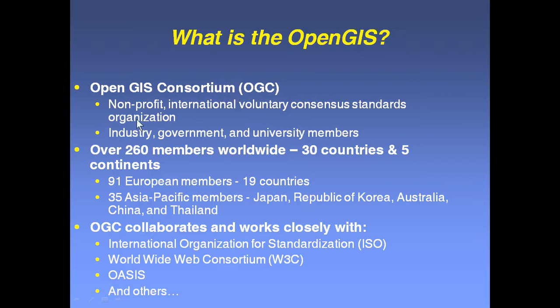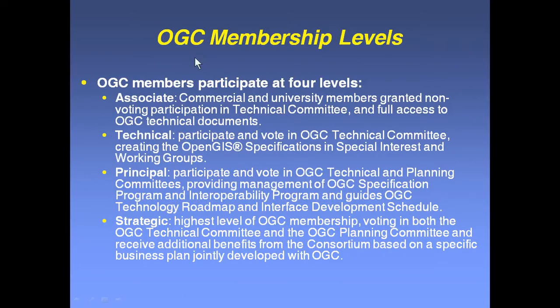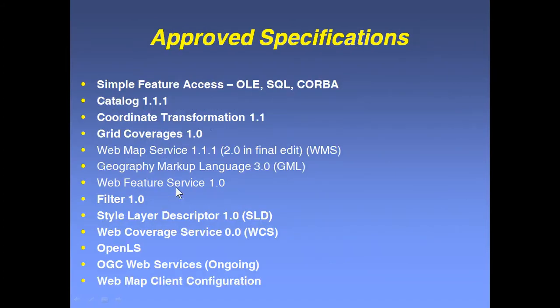OpenGIS Consortium is a non-profit international voluntary consensus standards organization. It consists of industry, government and university members. Over 260 members worldwide, 30 countries in 5 continents, 91 European members from 19 countries, 35 Asia Pacific members like Japan, Republic of Korea, Australia, China and Thailand. OGC, this OpenGIS Consortium, collaborates closely with ISO, W3C, OSCs and many others. And OGC has various membership levels: associate, technical, principal and strategic.